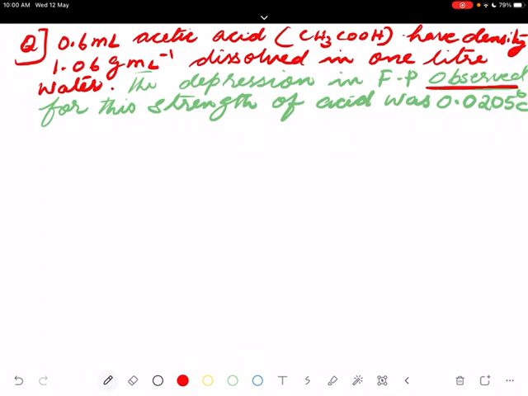So which equation will you be putting? Observed colligative property upon calculated colligative property. Calculated colligative property means using the data given, you are calculating the value of the colligative property from the data.